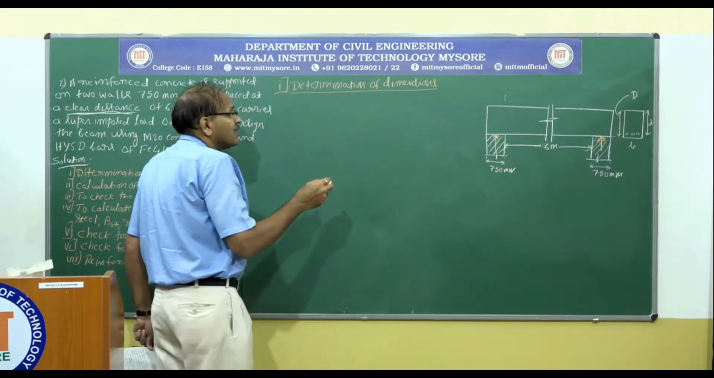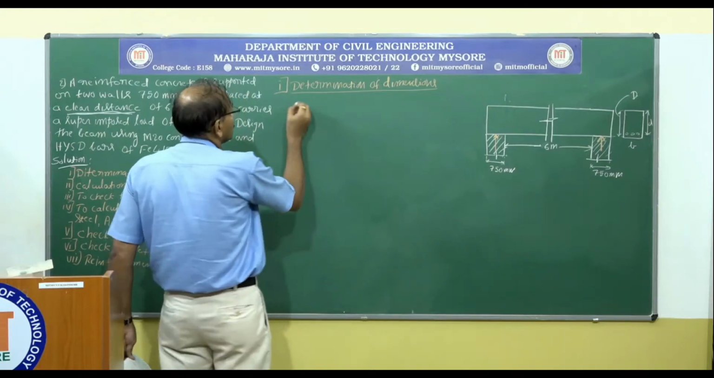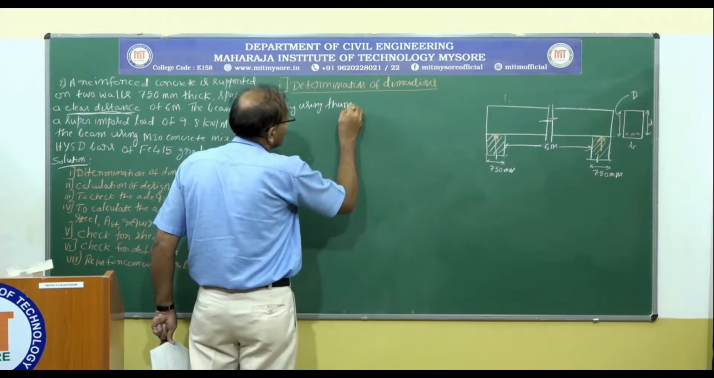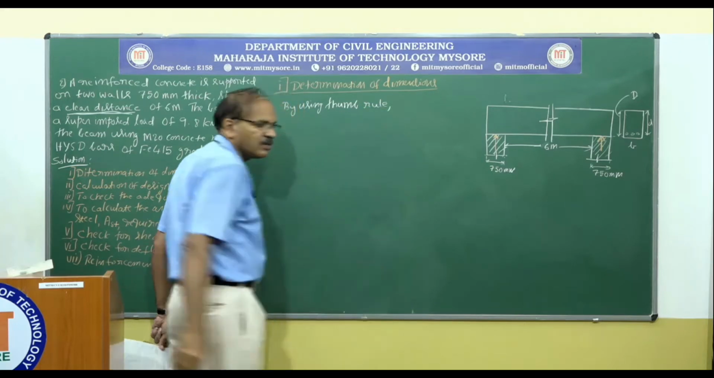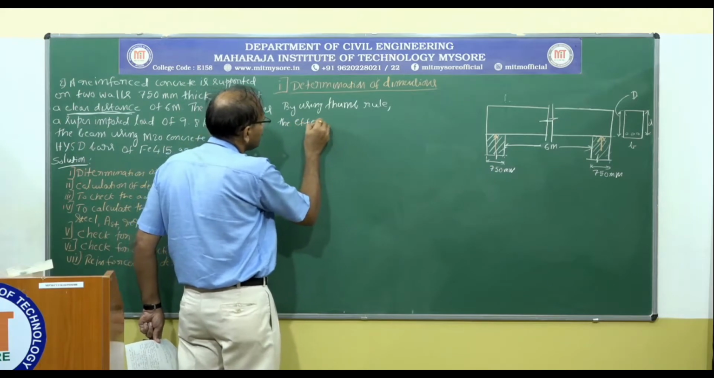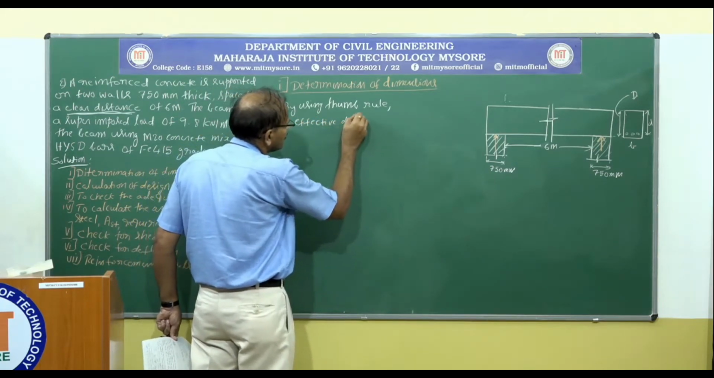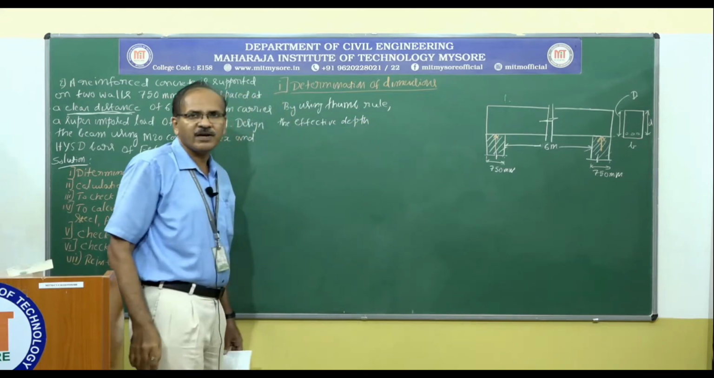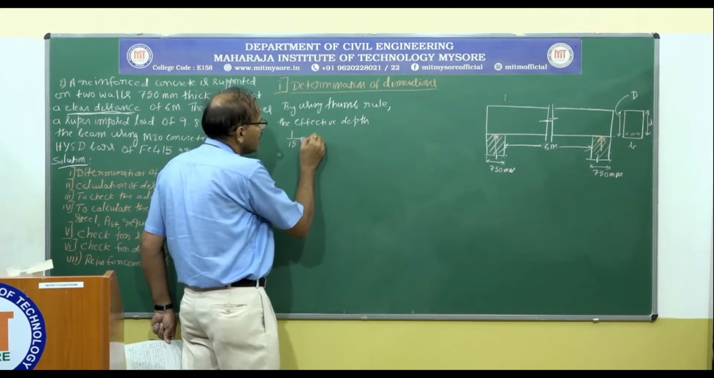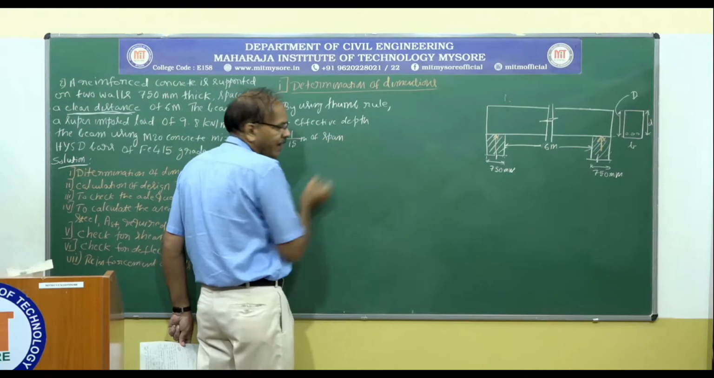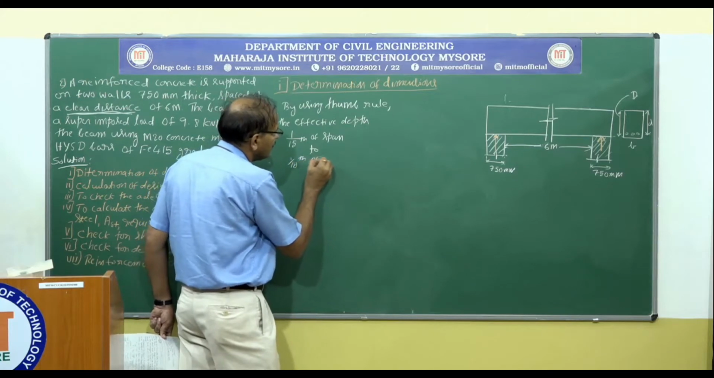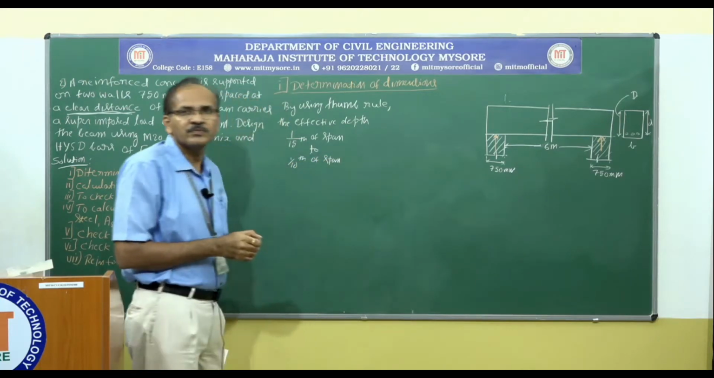So, the first step is determination of dimensions. So, we are going to estimate what is B and what is D. By using thumb rule, the effective depth is going to be 1/15 of the span to 1/10 of the span.